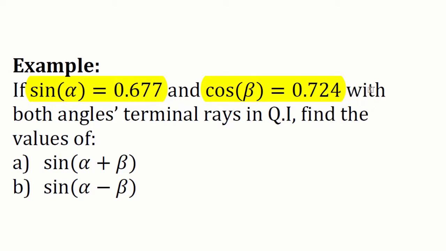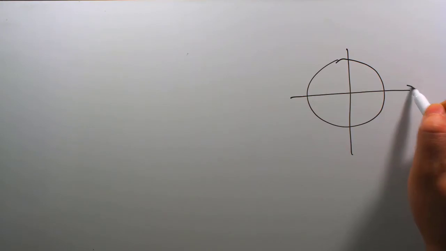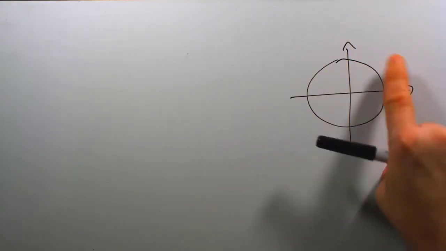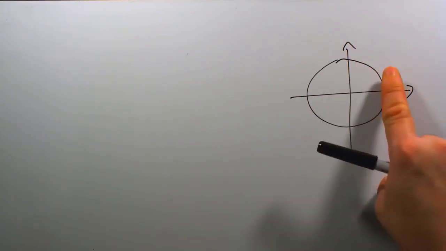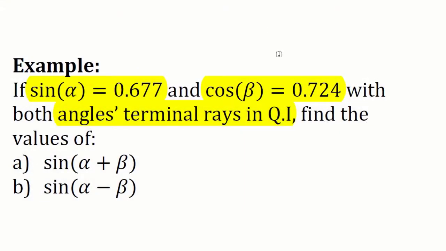And further information here says both angles' terminal rays are in quadrant 1. So let me quickly swing to my writing board and describe what it means. Quadrant 1, as we learned a little while ago, means on the unit circle the positive x and positive y quadrant. This is quadrant 1. And so the wording of the problem says the angles' terminal rays, both of those are in Q1.